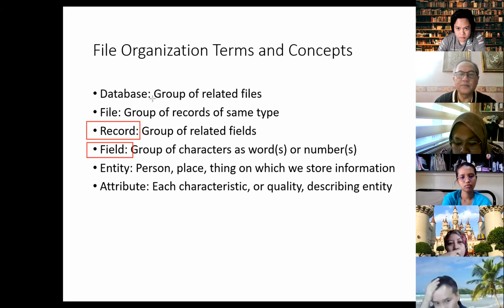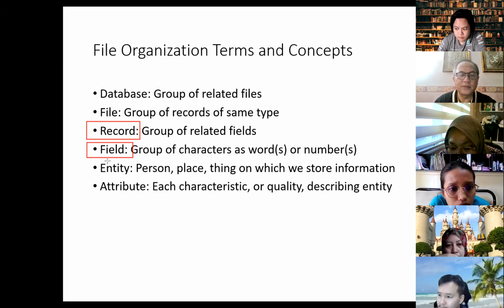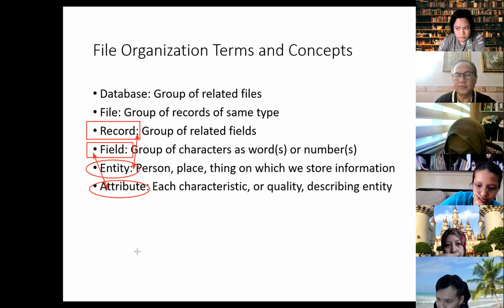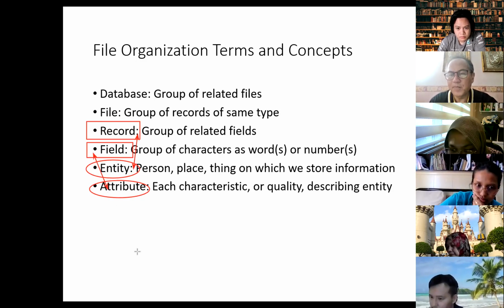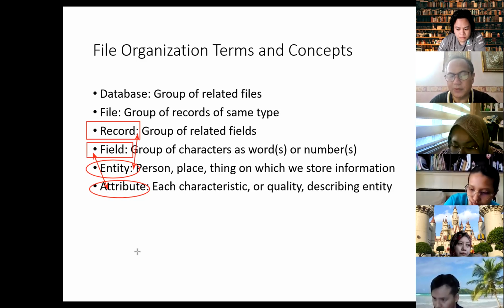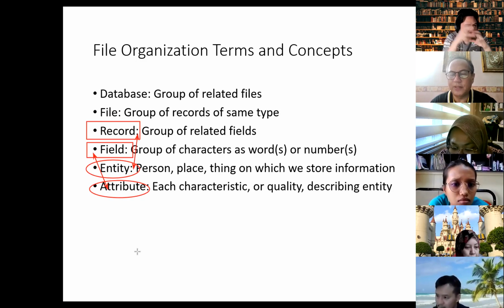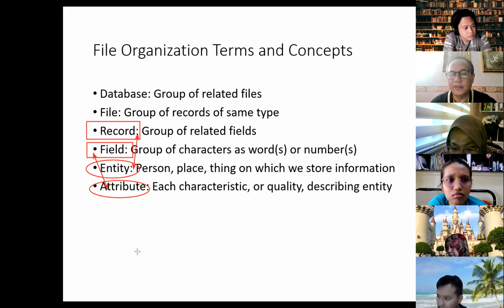So we have entity here and attribute. Record relates more to the entity, field relates to the attribute. So you place information about the entity in the record. We have a person record, a record on Risky, a record on Idiana, a record on Fadli, for example. And then the characteristic or the attribute is placed in fields.